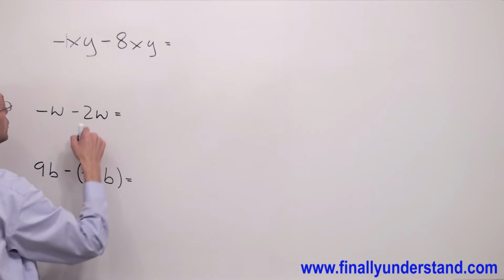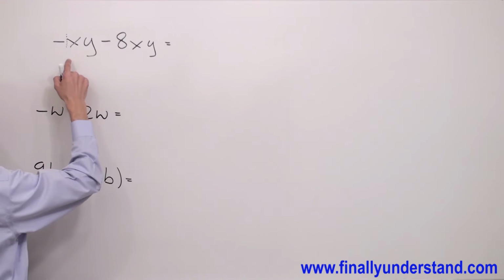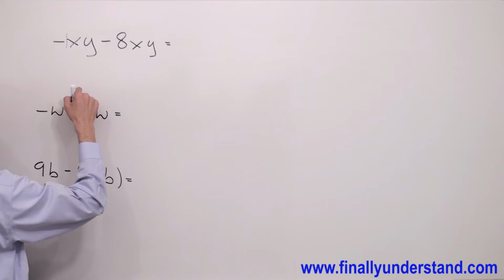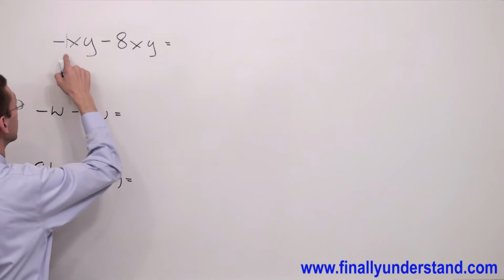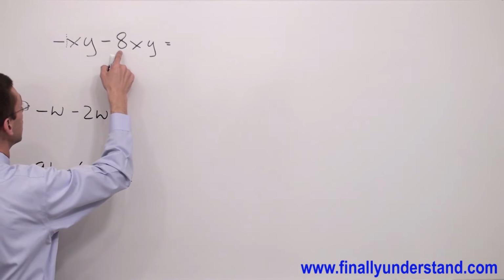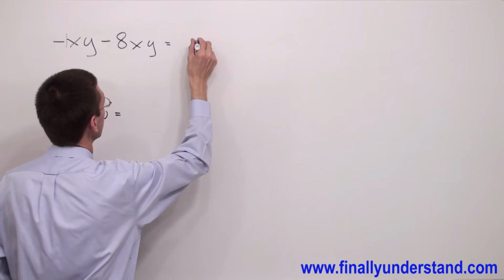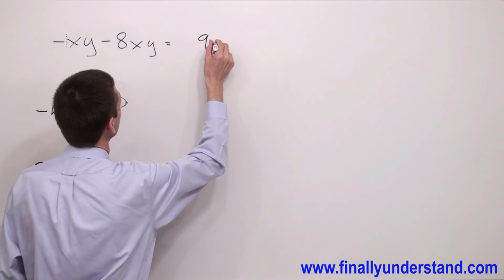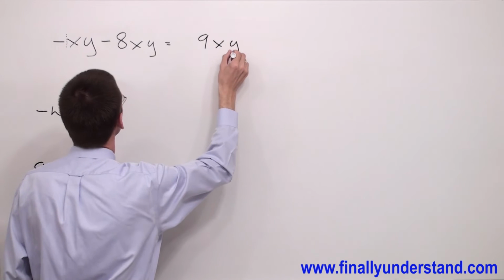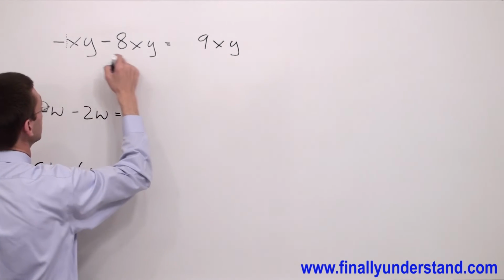8xy. What are we supposed to do in this case? We're supposed to add these two terms and keep the sign. So I have 1 plus 8 is equal to 9xy, and I'm supposed to keep the negative sign.